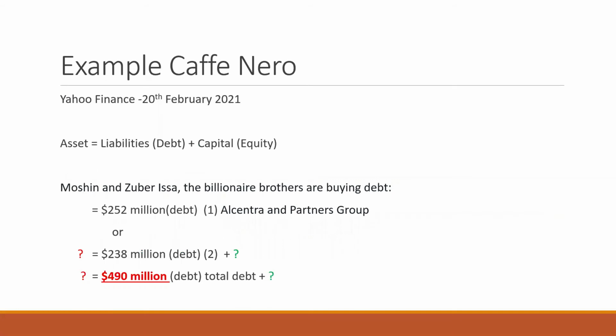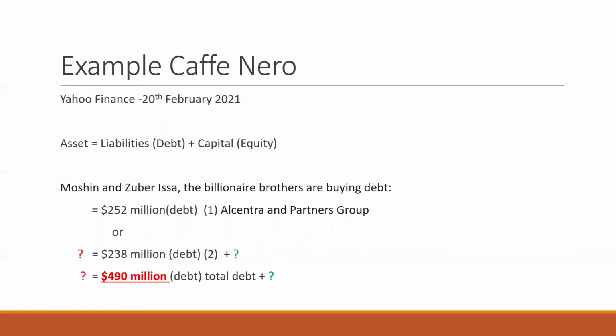Now let's look at this example that we've seen of Caffe Nero. There was an article written by Yahoo Finance on the 20th of February 2021, and we're going to look at that. Now, again, just to reiterate, asset is equal to liabilities or debt plus capital or equity.